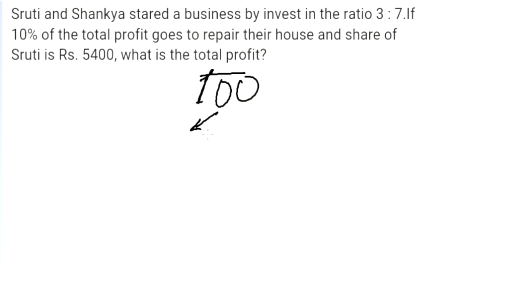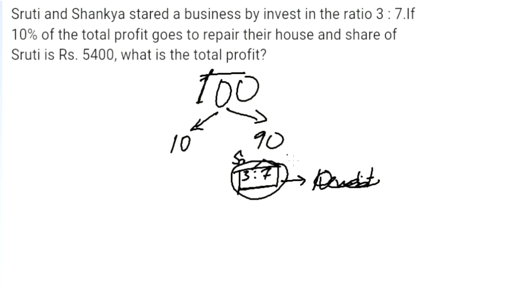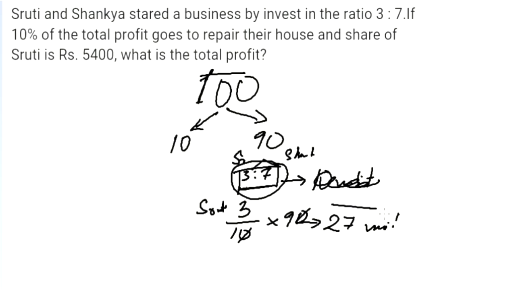Out of this, if 10% is taken out, 10% is how much? It's 10. They use it for repairing, so how much is left? It's just 90 left. From 90, it is distributed in the ratio of 3:7. Like I said again, ratio. So it's simple now. 3:7, this is Shruti and this is Sankhya. The value of 3 by 10 into 9, this is Shruti's share, Shruti's profit, gives you how much?